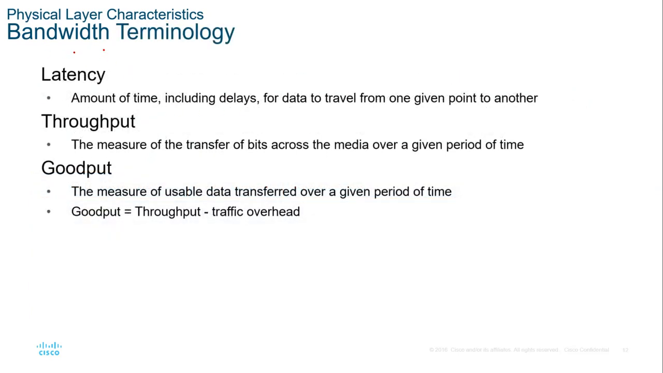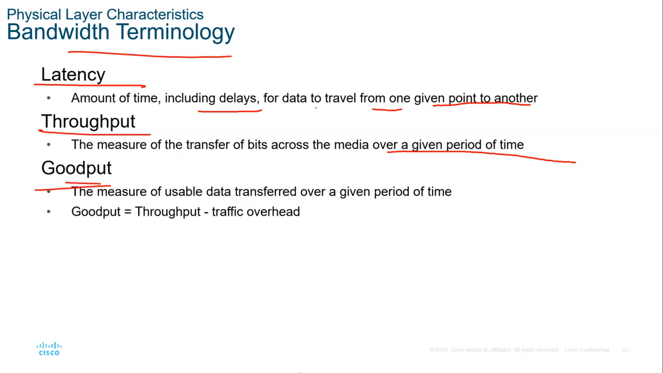Still under bandwidth terminologies, we have what we call latency, throughput, and goodput. Latency is the amount of time, including the delay, for data to travel from one given point to another point. Throughput is a measure of the transfer of bits across the media over a given period of time. Goodput is the measure of usable data transferred over a given period of time. So goodput is throughput minus traffic overhead, and then you get your goodput. This is the mathematical definition.